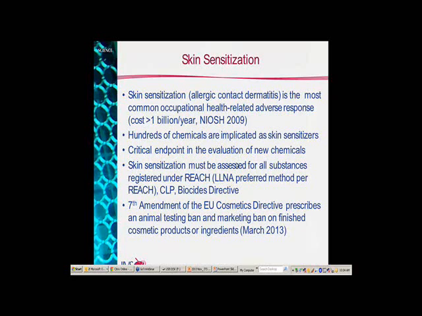Furthermore, skin sensitization must be assessed for several regulatory purposes, including all substances registered under REACH. Currently, LLNA is the prescribed preferred method for REACH. Other regulatory agencies require skin sensitization assessment, including CLP and Biocides Directive, to name a few. As of March 2013, the 7th Amendment of the EU Cosmetics Directive prescribes an end to animal testing for finished cosmetics products and ingredients, and that animal testing ban is also accompanied by a marketing ban. The specific date for skin sensitization was the March 2013 deadline.